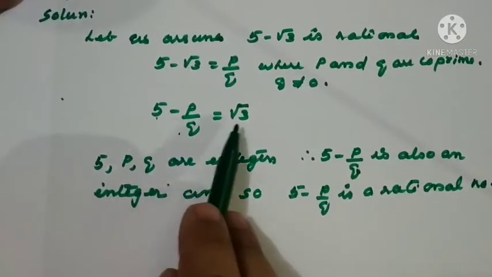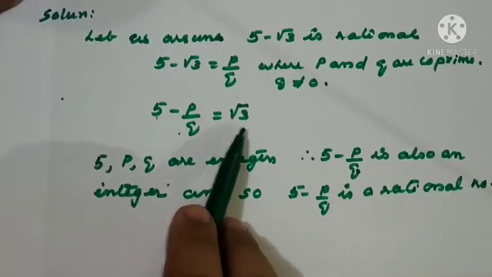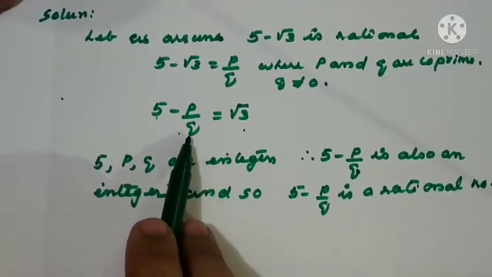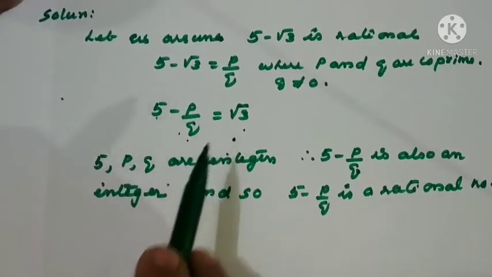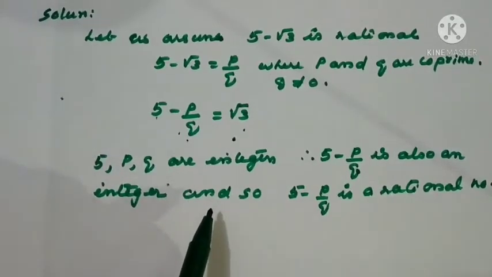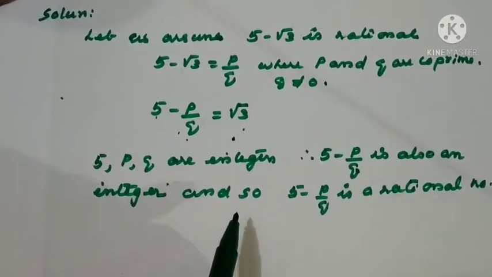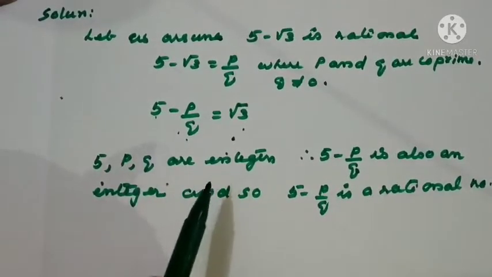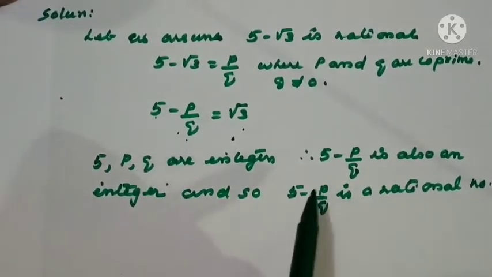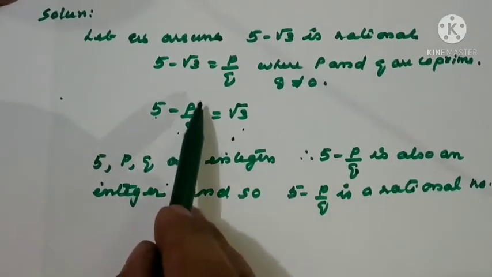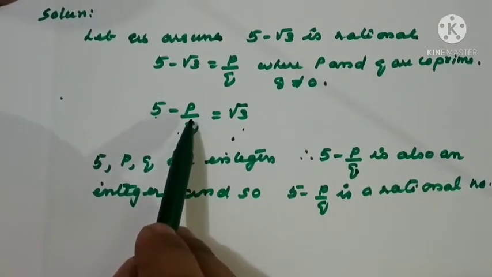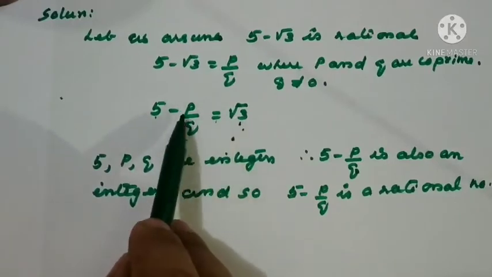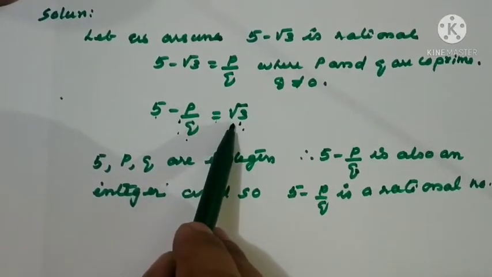So how can a rational number equal root 3? Root 3 is irrational only. So a rational number cannot be equal to an irrational number. So this happened because our assumption is wrong, that we assumed 5 minus root 3 is rational. Once again we got 5 minus p by q is rational. So if it is equal to this number, this side should be rational only.